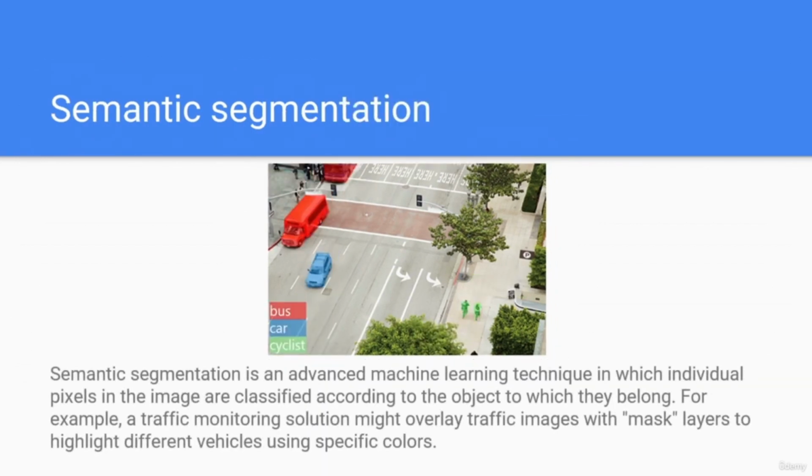Semantic segmentation. It is an advanced machine learning technique in which individual pixels in the image are classified according to the object to which they belong. For example, a traffic monitoring solution might overlay traffic images with a mask layer to highlight different vehicles using specific colors. So here you can see the bus has been defined as red, the car as blue, the cyclist here as green. All right, and the other bus above here has been defined as red as well.